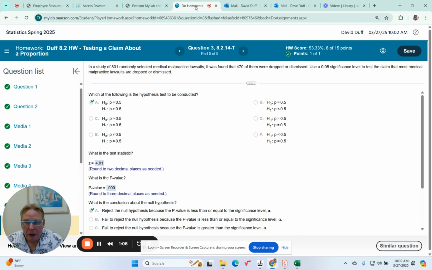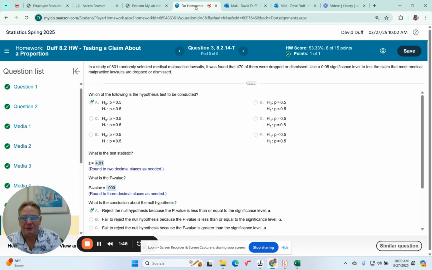And then, so the wording here, test the claim that most are dropped or dismissed. So what most means, it means greater than half. Okay? So remember, the null hypothesis is always, and what are we looking at? We're looking at proportions here, right? So the null hypothesis is always a statement of equality, right? So we're going to say the null hypothesis is equal to P for proportion, population proportion.